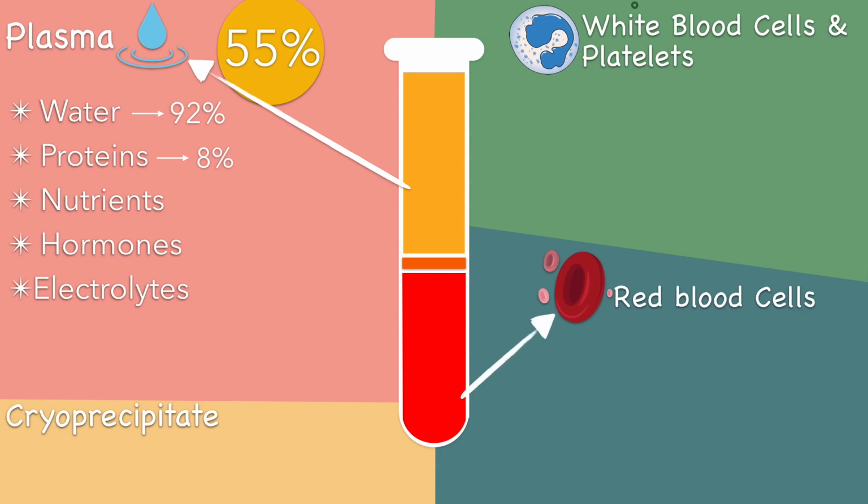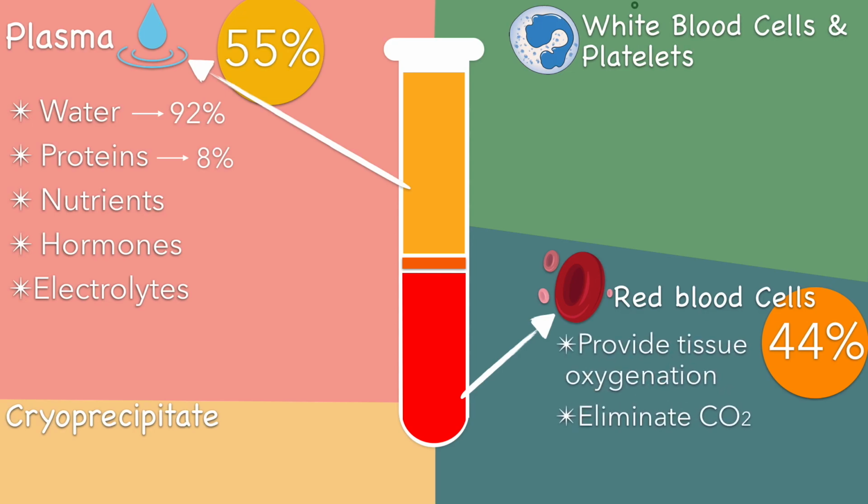Red blood cells make up about 44% of the blood's volume. They transport oxygen into the tissues. They also help with the elimination of carbon dioxide. We can also find white blood cells and platelets. They make up about 1% of the circulating blood's volume.